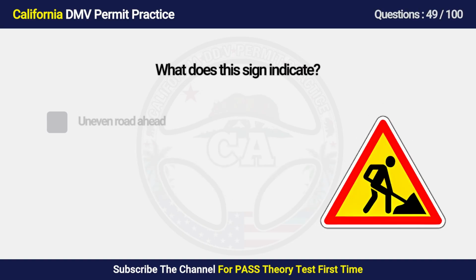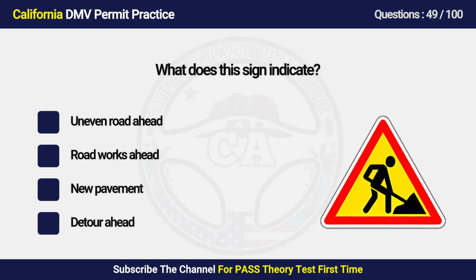Question 49. What does this sign indicate? A. Uneven road ahead. B. Road works ahead. C. New pavement. D. Detour ahead.